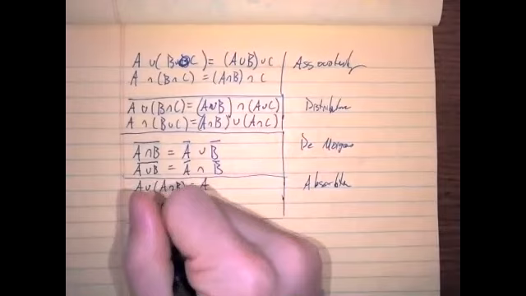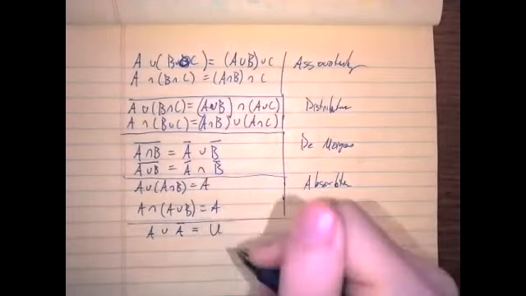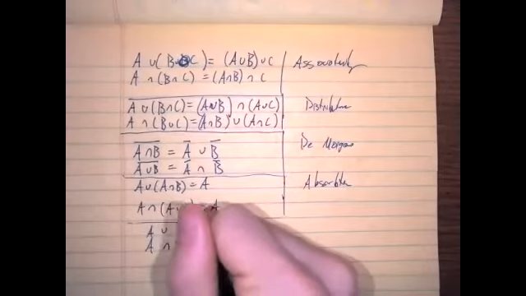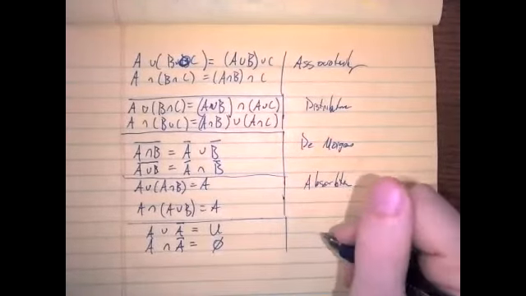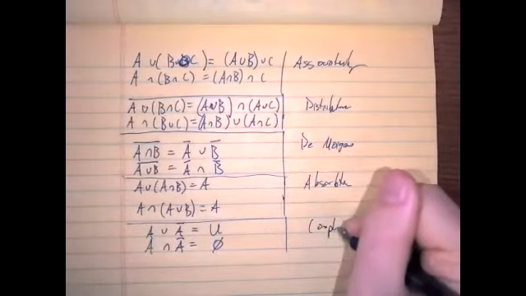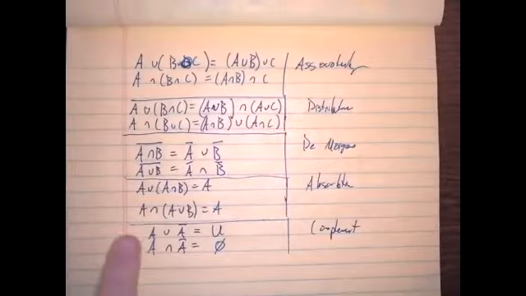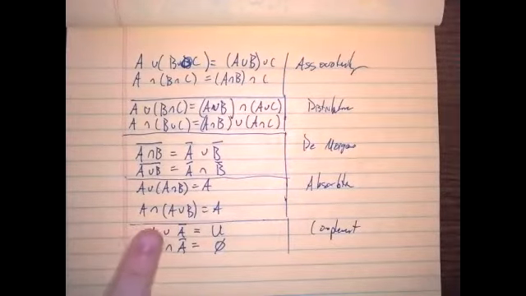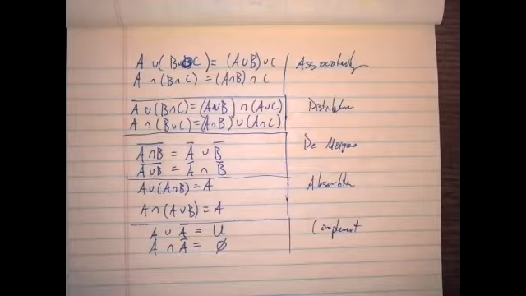And lastly, A union A bar is equal to the universal set, and A intersect A bar is equal to the empty set. So these are complement laws. If you translate these back into the language of logic, this is saying something like P or not P is true, and P and not P is false.